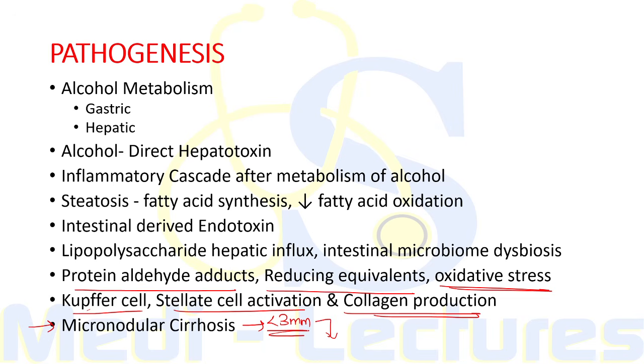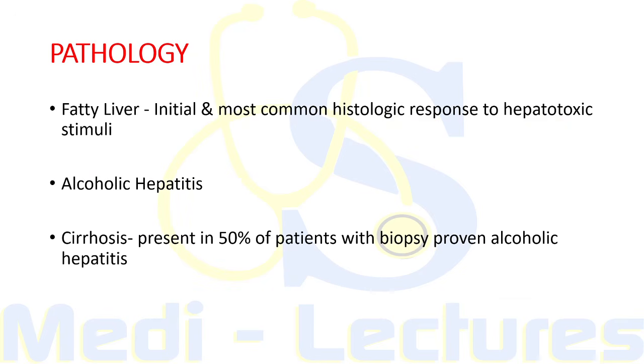Now if a patient with this micronodular cirrhosis ceases alcohol, that is, leaves alcohol, then this becomes a mixed type of cirrhosis having both micro as well as macro nodules. So this was the pathogenesis of alcoholic liver disease. Now what is the pathology?